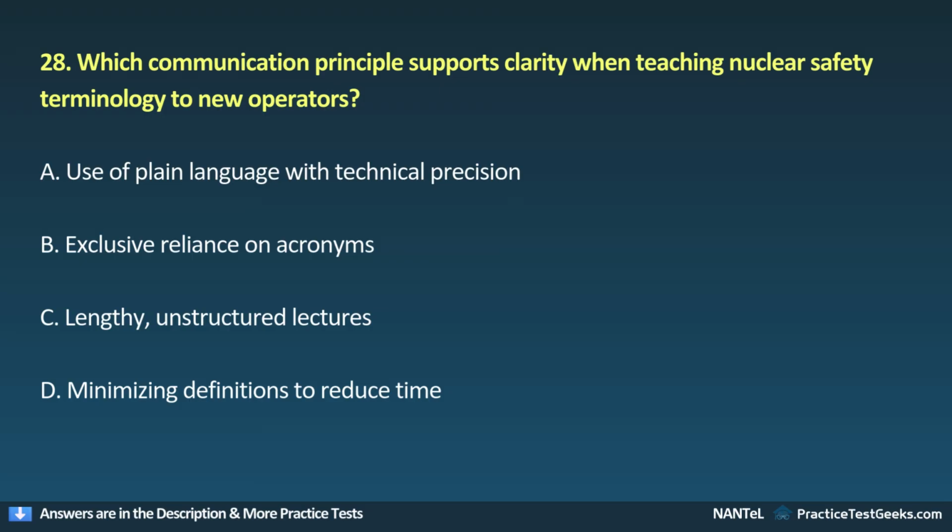28. Which communication principle supports clarity when teaching nuclear safety terminology to new operators? A. Use of plain language with technical precision. B. Exclusive reliance on acronyms. C. Lengthy, unstructured lectures. D. Minimizing definitions to reduce time.